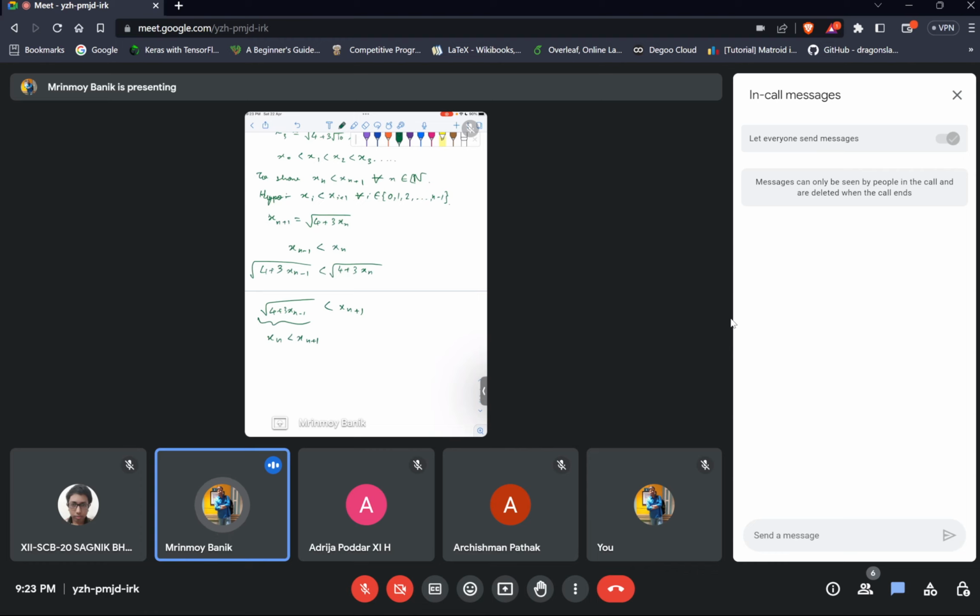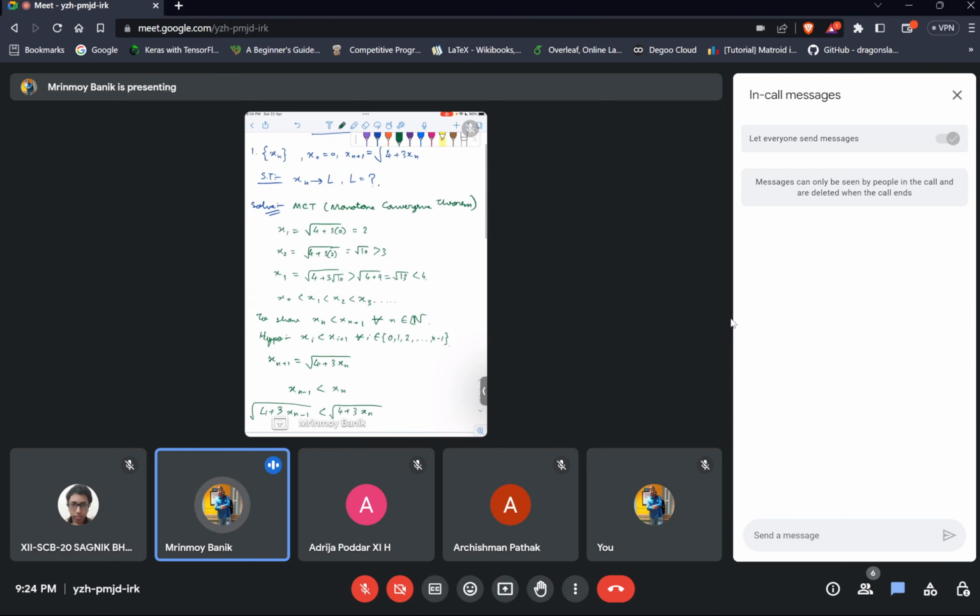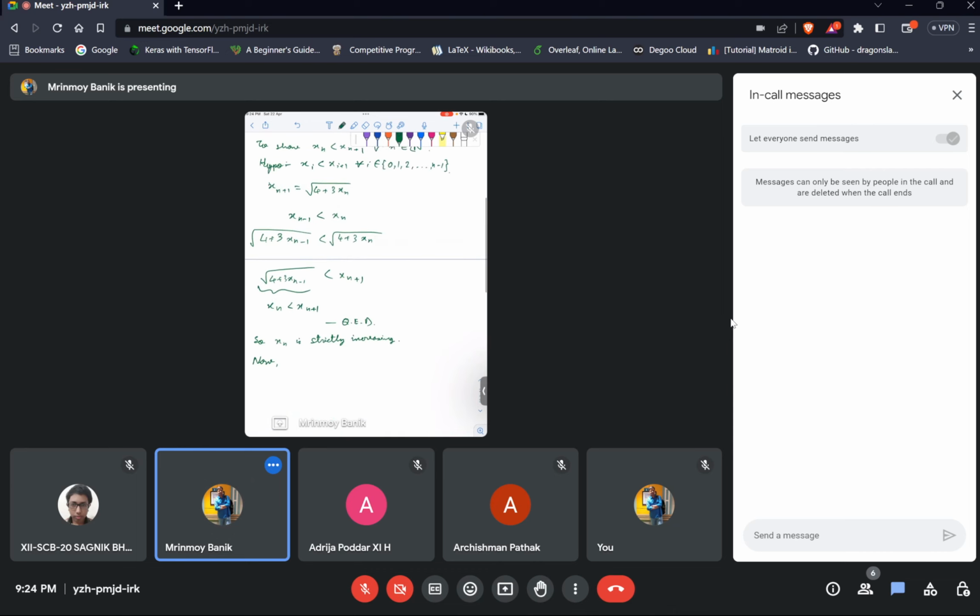So you just need to multiply by 3 and add 4 and take the square root on both sides. That side will become xn and the other side will be xn+1. Okay, so the first step is done. So xn is strictly increasing. Now we need to find a suitable upper bound. From our previous experimentation, we found it's kind of getting stuck at 4. So let's see if 4 is an upper bound of the sequence xn.